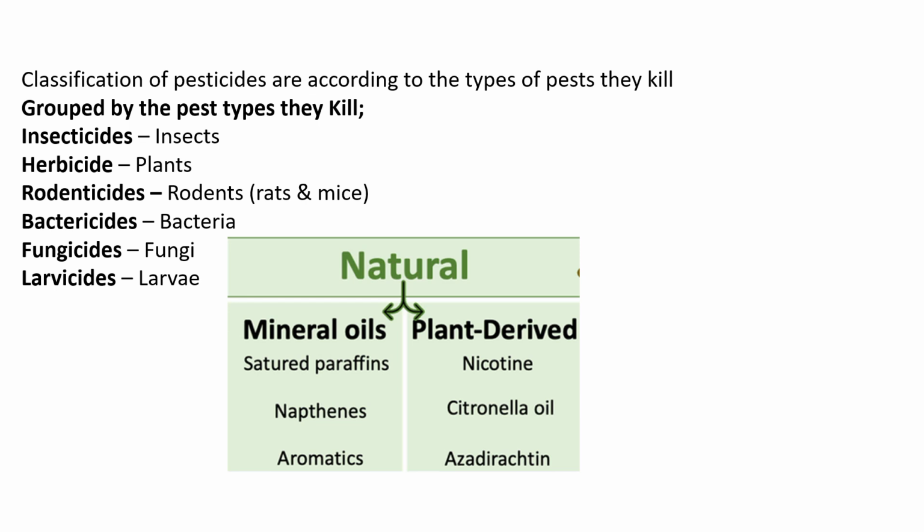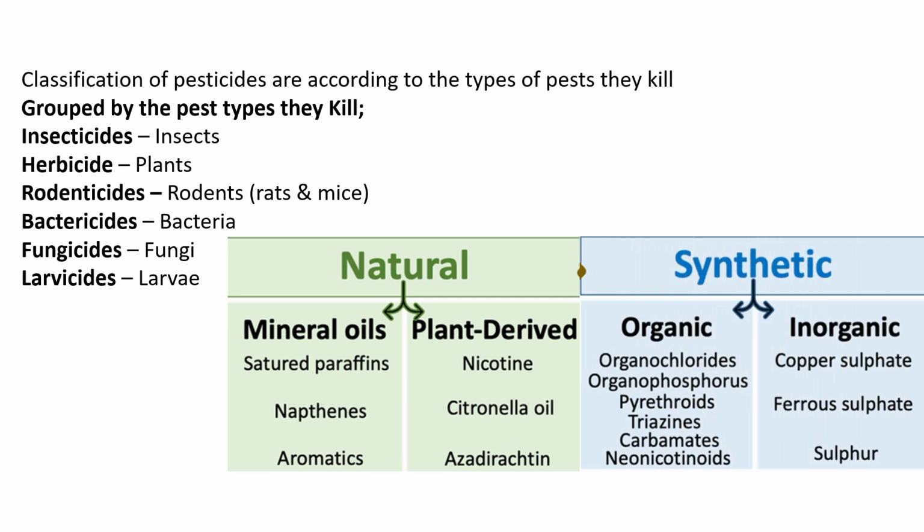Natural pesticides can also be classified into two parts, that is mineral oils like saturated fat, paraffins, naphthenes, aromatics, and plant derived like nicotine, citronella oil, and azadirachtin, which is obtained from the neem. Synthetic, we can see organic and inorganic. Organic: organochlorides, organophosphorus derivatives, pyrethroids, triazines, carbamates, neonicotinoids come in organics. And inorganics: copper sulfate, ferrous sulfate, sulfur.